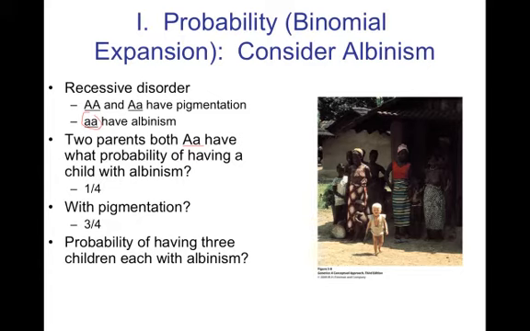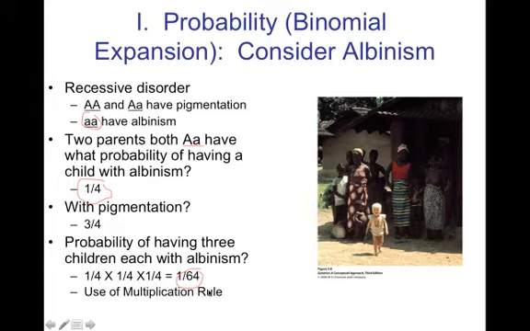Now, to make it a little bit more complicated, what's the probability of having 3 children, each with albinism? For this, we know that the first time the parents have a child, there's a 1/4 probability that their child will have albinism. Now, if they have another child, nothing changes. There's still a 1/4 probability. And again, if they have a third child, there's still a 1/4 probability. So we multiply these together and we discover that there is a 1 in 64 chance that they will have 3 children, each with albinism. Again, we're using the multiplication rule here.